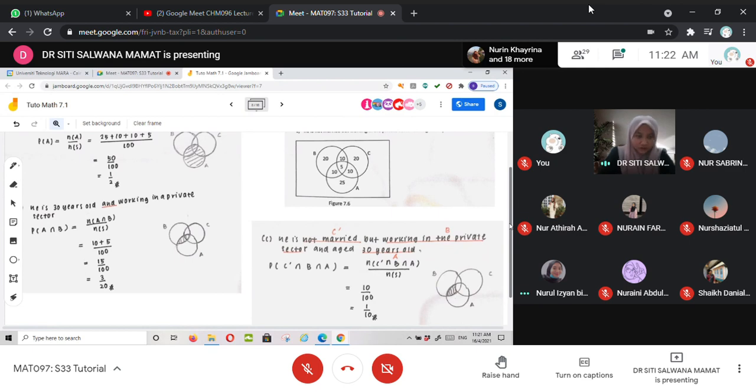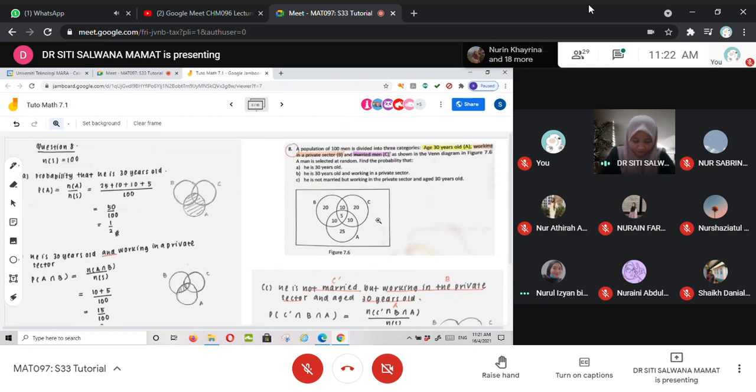Okay, so yang ni you tengok dekat you punya Venn diagram. So all together you have 100 men. So this is the number of sample space. Dia kata A untuk married, 30 years old. For question A, probability, so you tengok set A lah, 30 years old. So you plus all this, ni you dapat berapa? Macam kawan you buat ni lah, 50. So total kat set A ada 50 divided by number of sample space, you get 1 over 2.